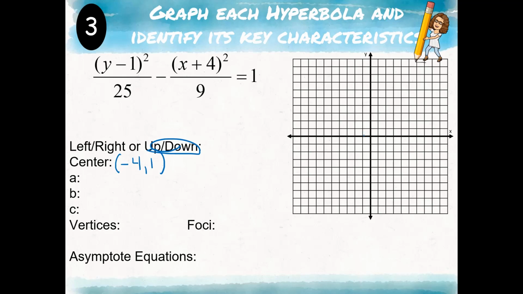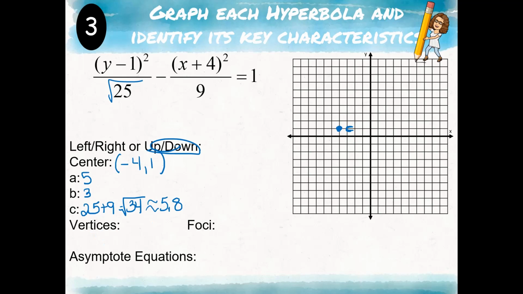So let's go ahead and graph that dot. 1, 2, 3, 4, up 1. That is my center right there. My a value is the square root of the first denominator. So that's 5. B will be 3. Now, C, remember, we're going to add the two. So 25 plus 9, that is 34. We're going to square root 34. I don't think 34 has a perfect square. It does not. So the square root of 34, that's got to be very, very close to 6. So I'm going to say like 5.8, roughly, right?